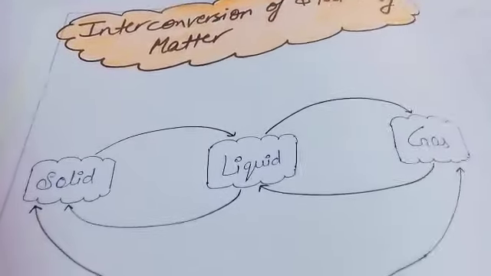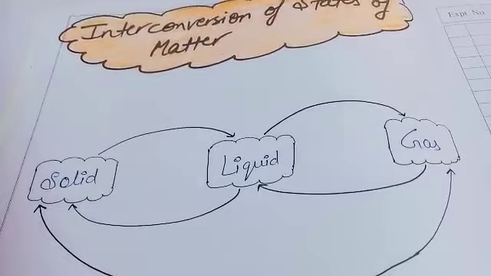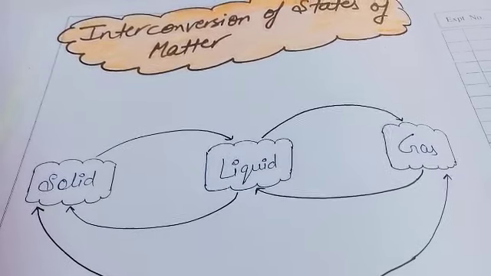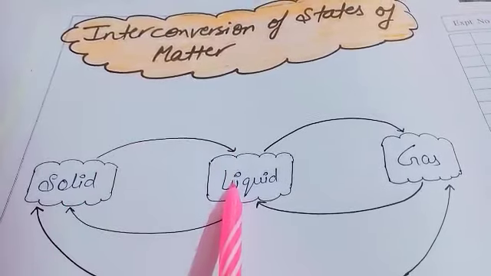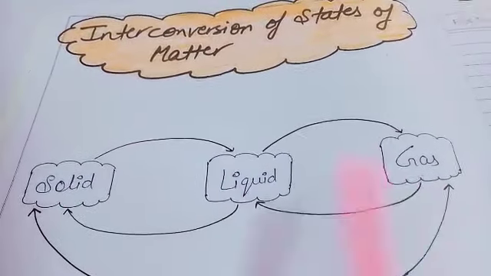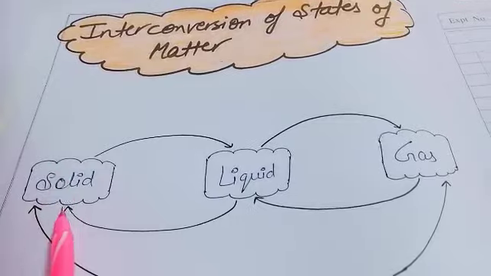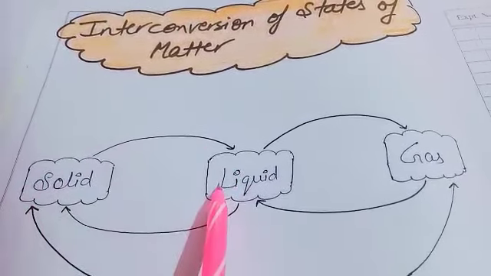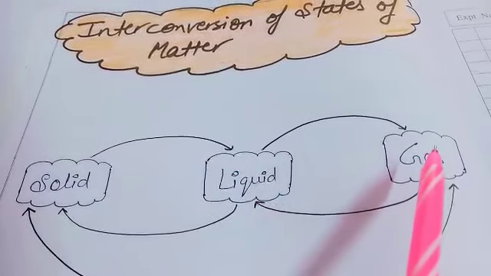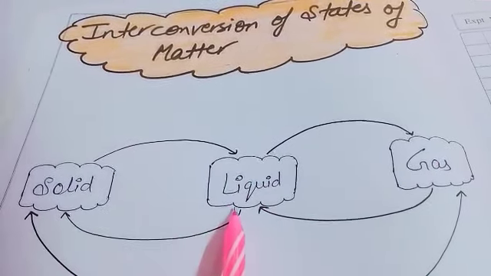Now first of all, just see this flowchart. I'll explain all the definitions with the help of this flowchart. First is solid, another state of matter is liquid, and the last one is gas. In case of solid, first of all, solid is converted into liquid. How? The question arises: how is solid converted into liquid?